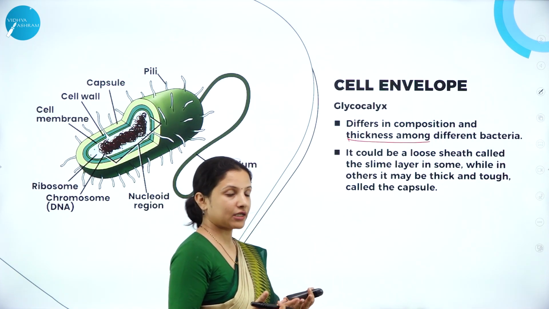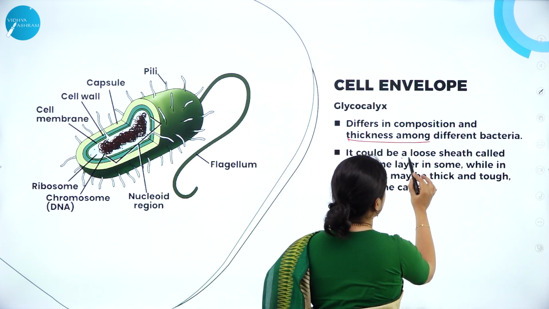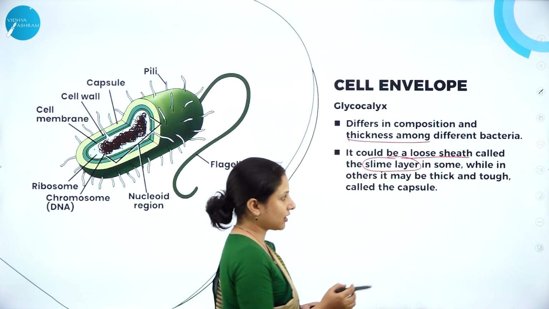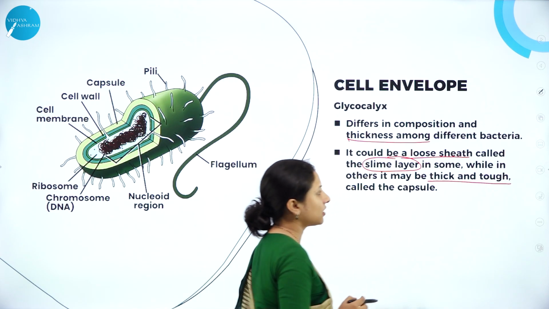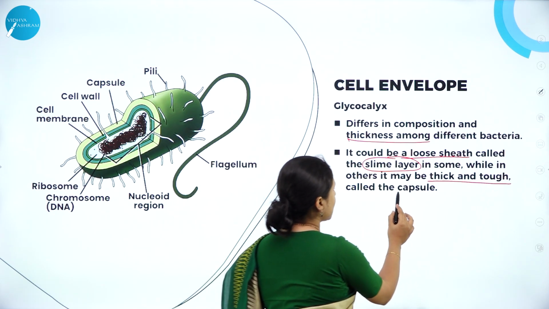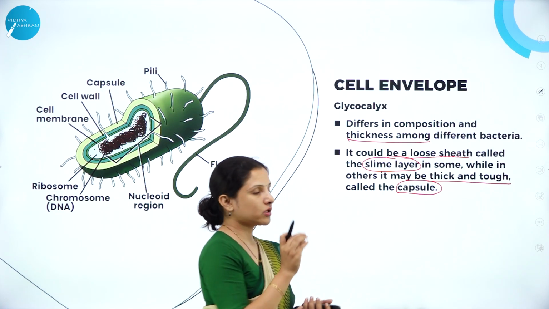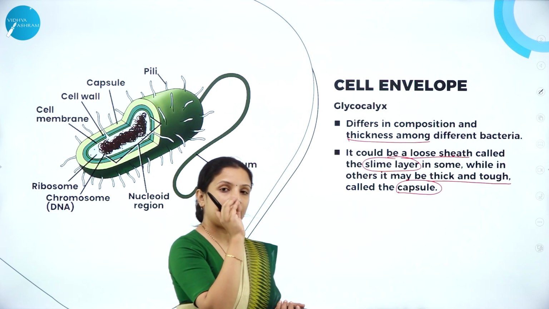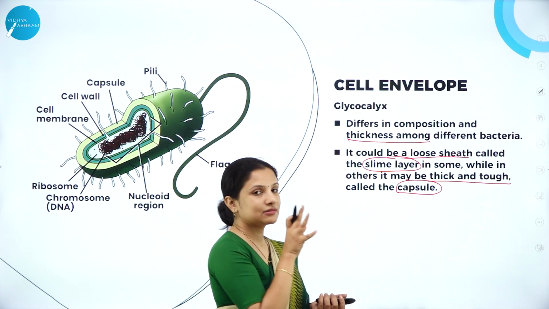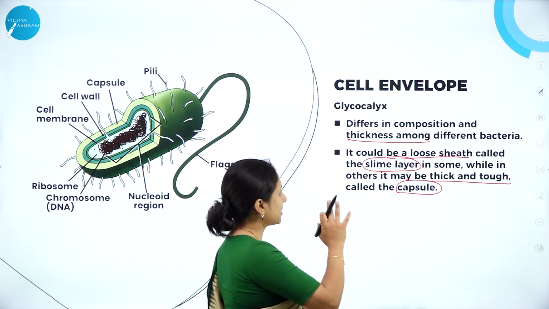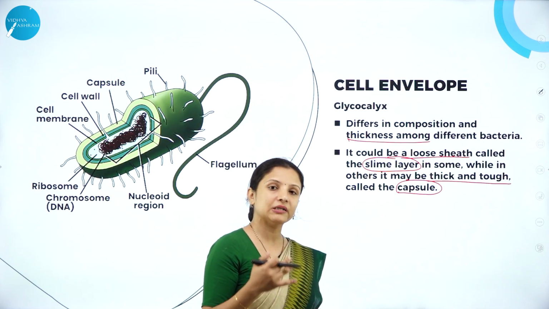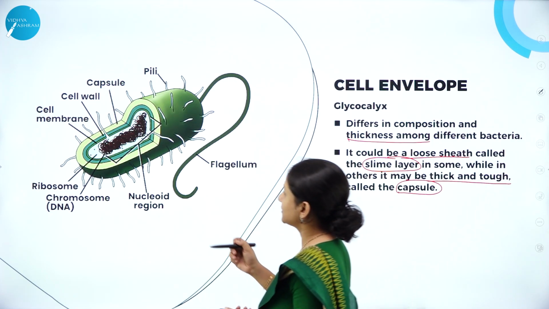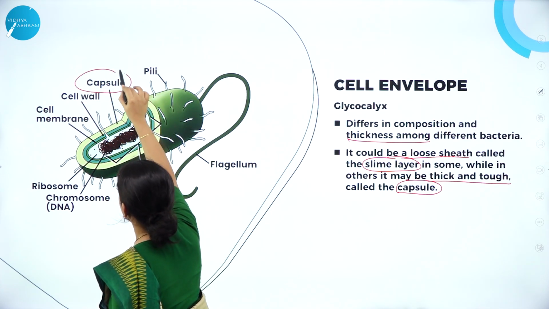Say for example, in some it could be in the form of a loose sheath which is called a slime layer, and in some it can be thick and tough. Some of the bacteria can have a thick and tough glycocalyx which is called the capsule. Those bacteria in which the glycocalyx is thick and tough form a capsule. And in those bacteria in which the glycocalyx is arranged like a loose sheath, it is nothing but a slime layer. So in some it is like a slime layer, in some it is in the form of a thick and hard capsule-like structure. If you can see here, in this diagram it is mentioned capsule.